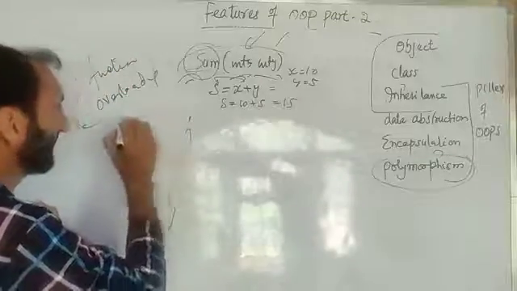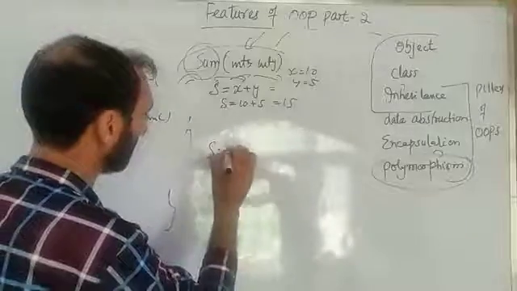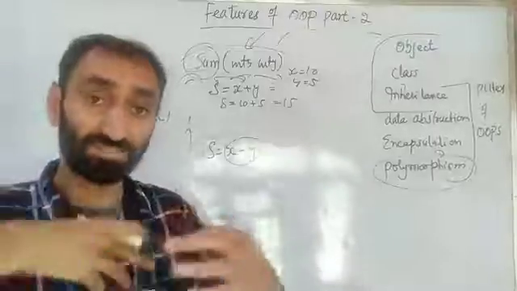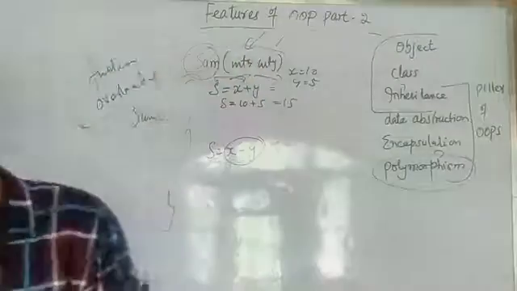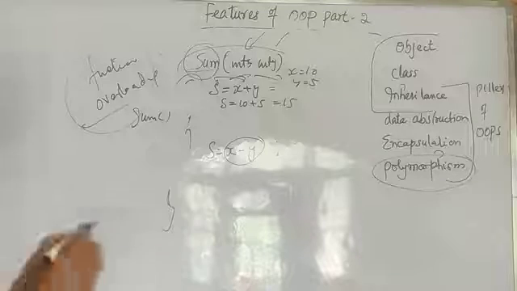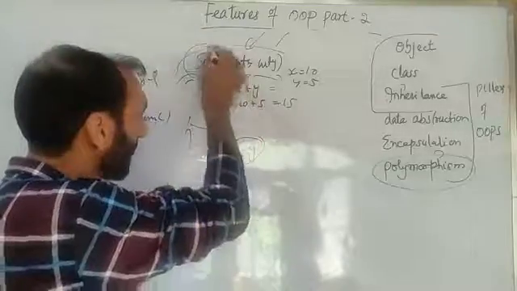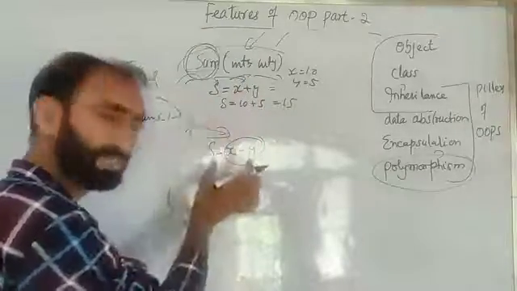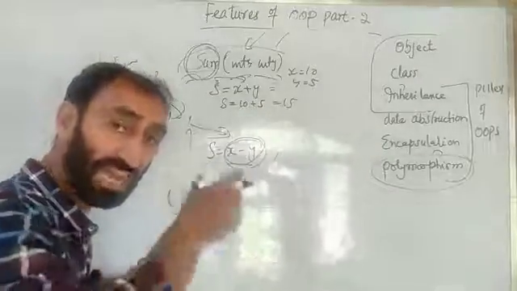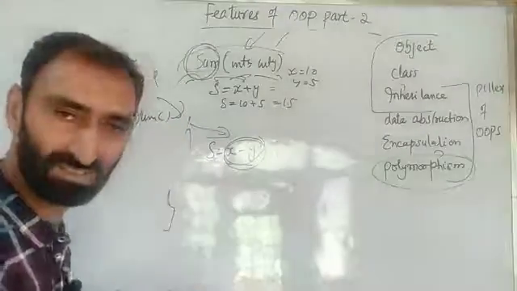But in the implementation, what happens here? s is equal to x minus y. Here it performs the subtraction of two numbers. So we can say the implementation has changed. Actually, I want the sum of two numbers, but in the definition, the subtraction of two numbers takes place. So it changes the implementation details. This is called overriding. The name is the same.